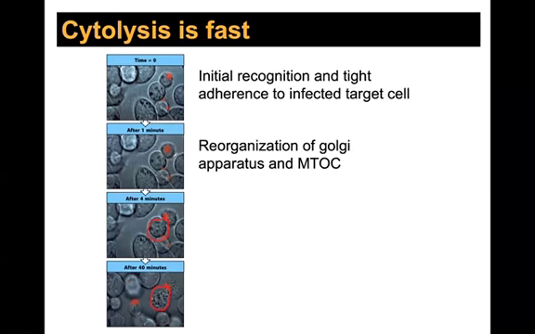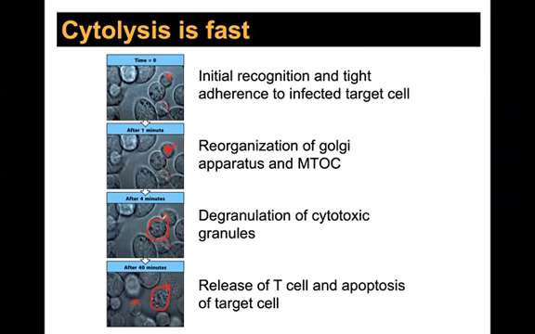So within minutes, you reorganize the Golgi and microtubule organizing center to point the bullet at the target cell. And within 5 minutes, you've degranulated and started this apoptosis pathway in the target cell. The apoptosis pathway takes 30 minutes or so for you to cleave up the DNA, release cytochrome C from the mitochondria and shut down that target cell. And now that T cell is ready to go on and kill another cell.